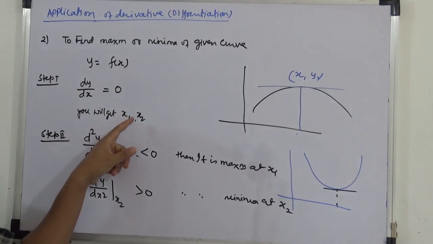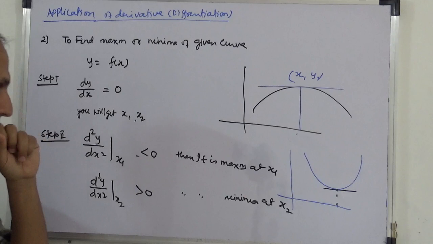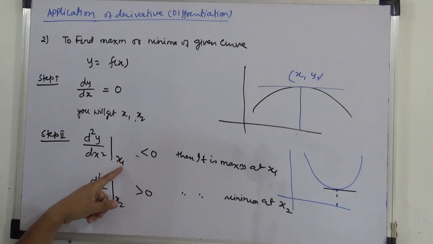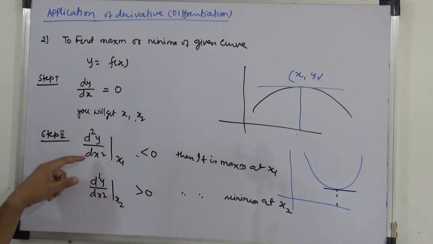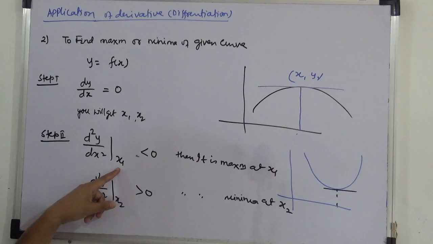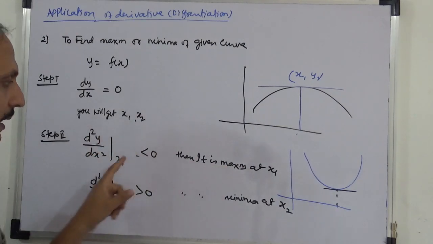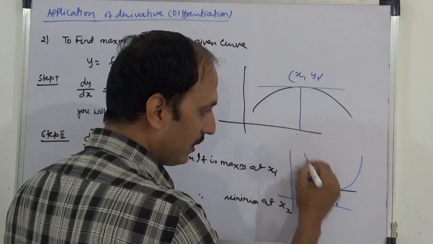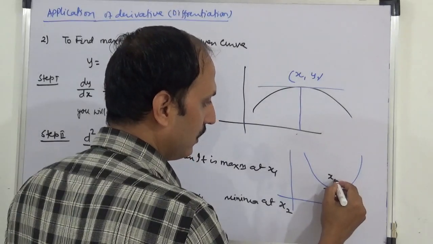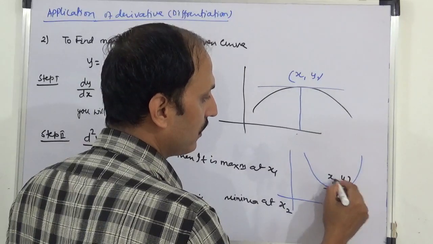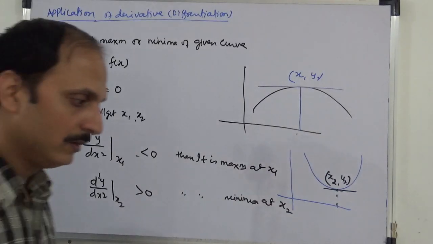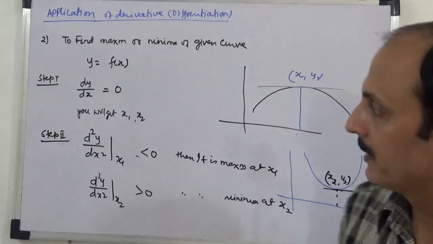Then see for which values of x this is coming to 0 and note those points, and then double differentiate. Put x1, and then see if it is less than 0, then we can say x1 is the point of maxima. Greater than 0, x2 is the point of minima. Let's say for this curve, this point is going to be the point of minima. So these are the two very important applications of differentiation.